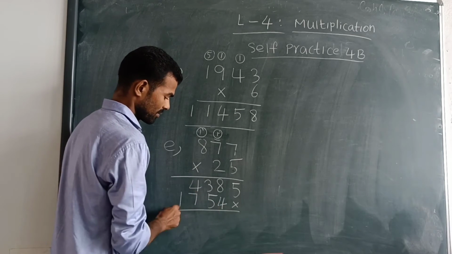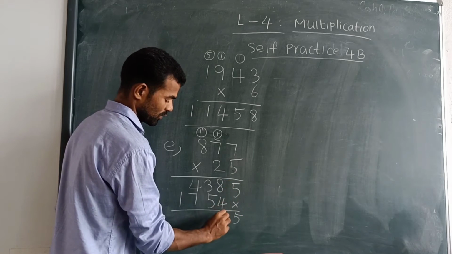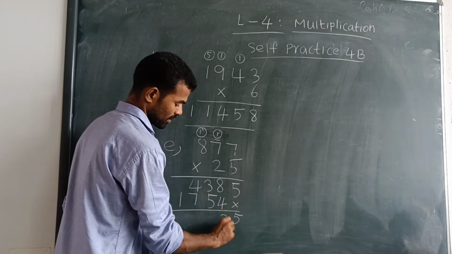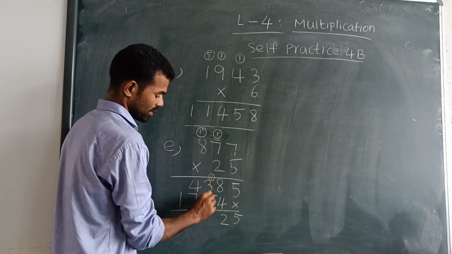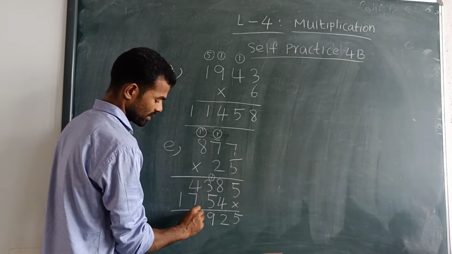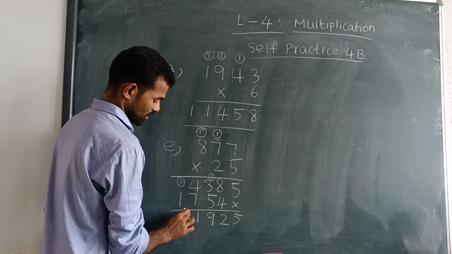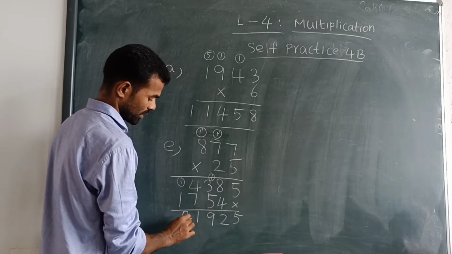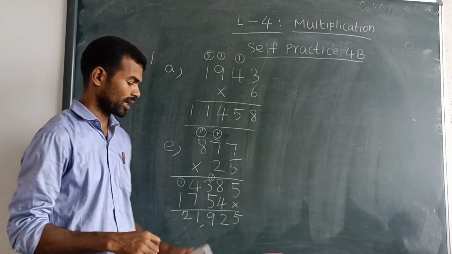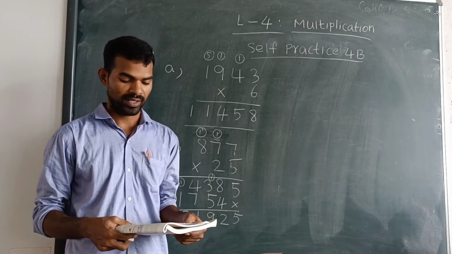Now plus this number 5, here is 8 plus 2, 4, 12 and 1 carries, here is 9, here is 4 plus 7, 11, 1 carries, so the answer is 21,925.